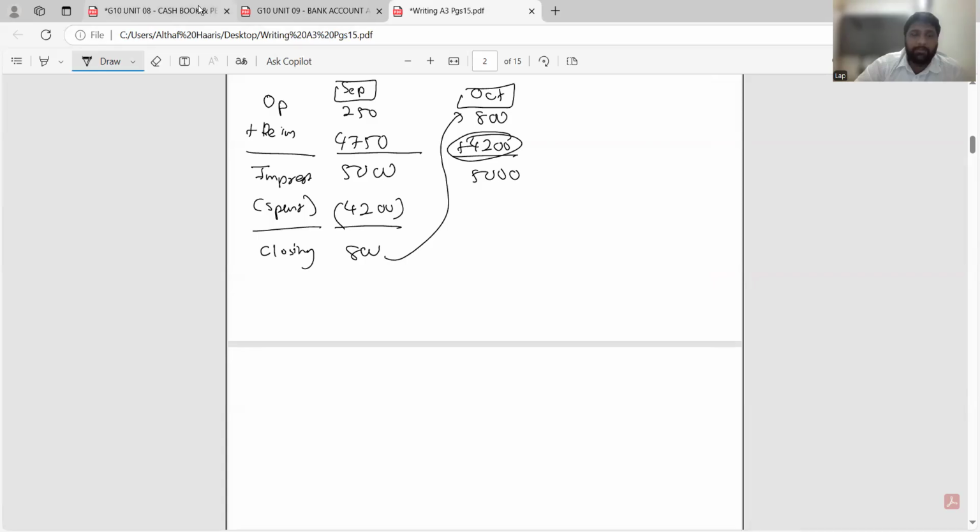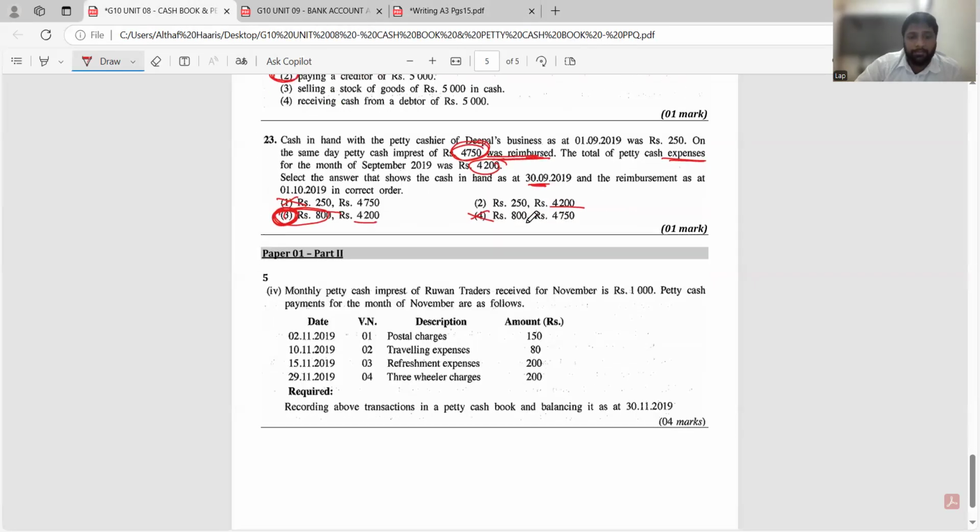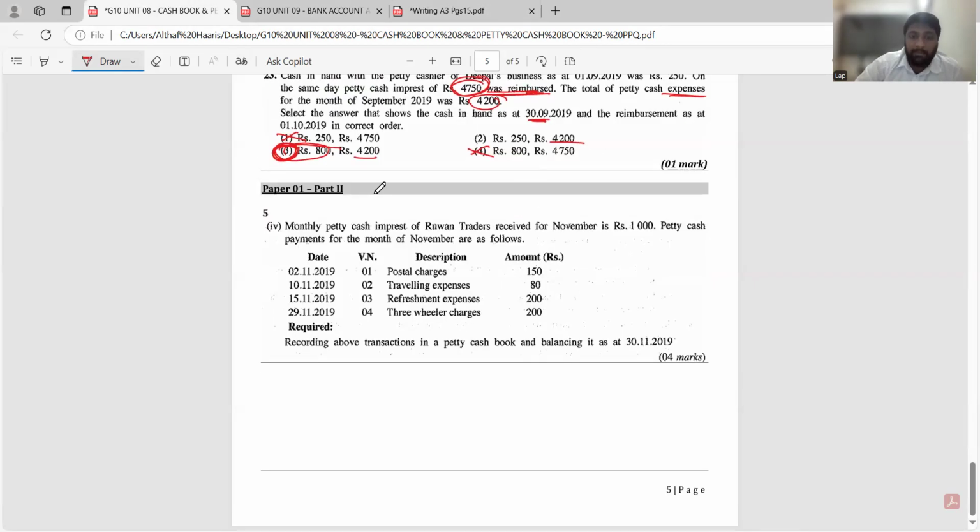Next up. Monthly petty cash imprest of One Traders for the month of November is 1,000. Petty cash payments for the month of November are as follows. Record the above transactions in the petty cash book and balance it as at 30th November 2019. So they're asking us to prepare a petty cash book. Here we'll quickly do it.